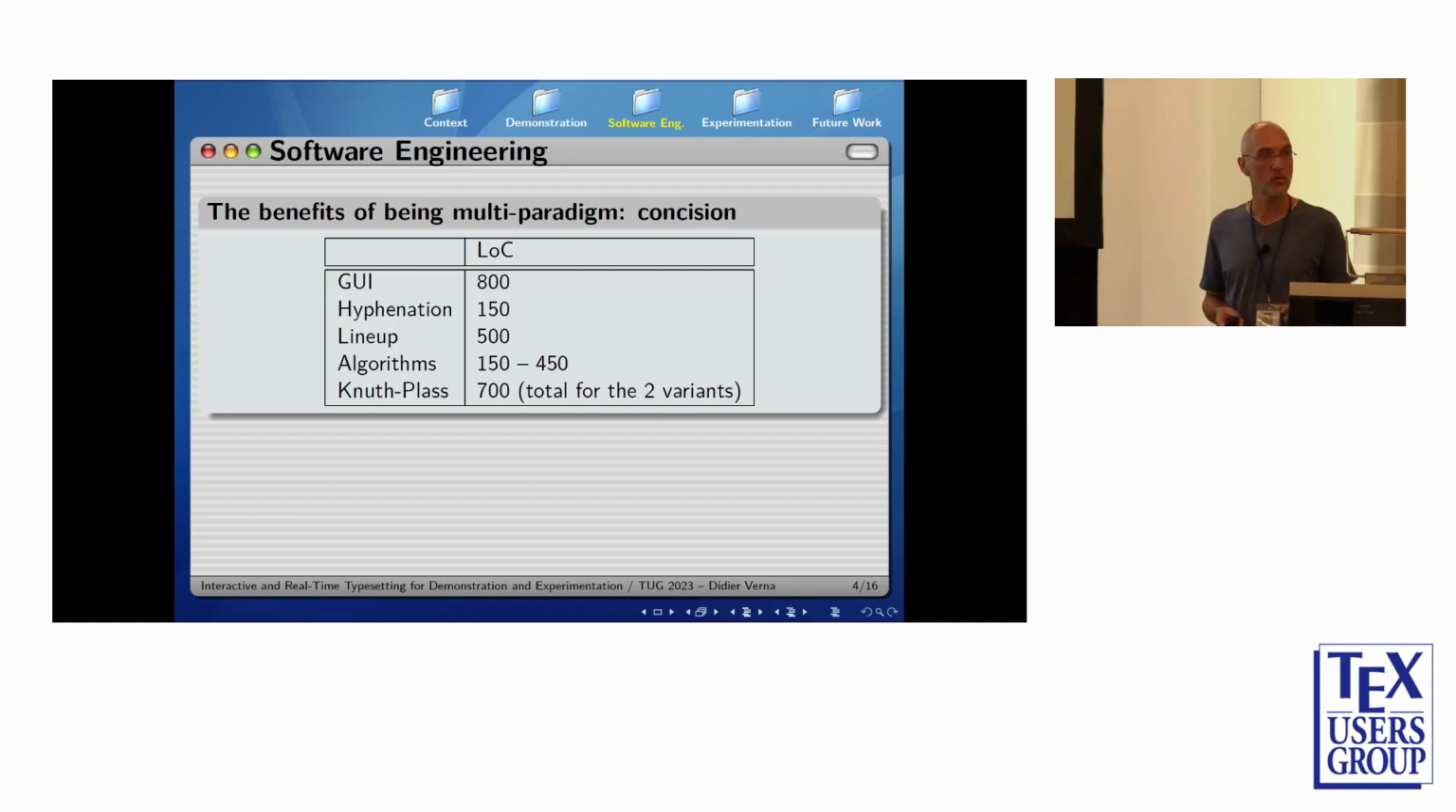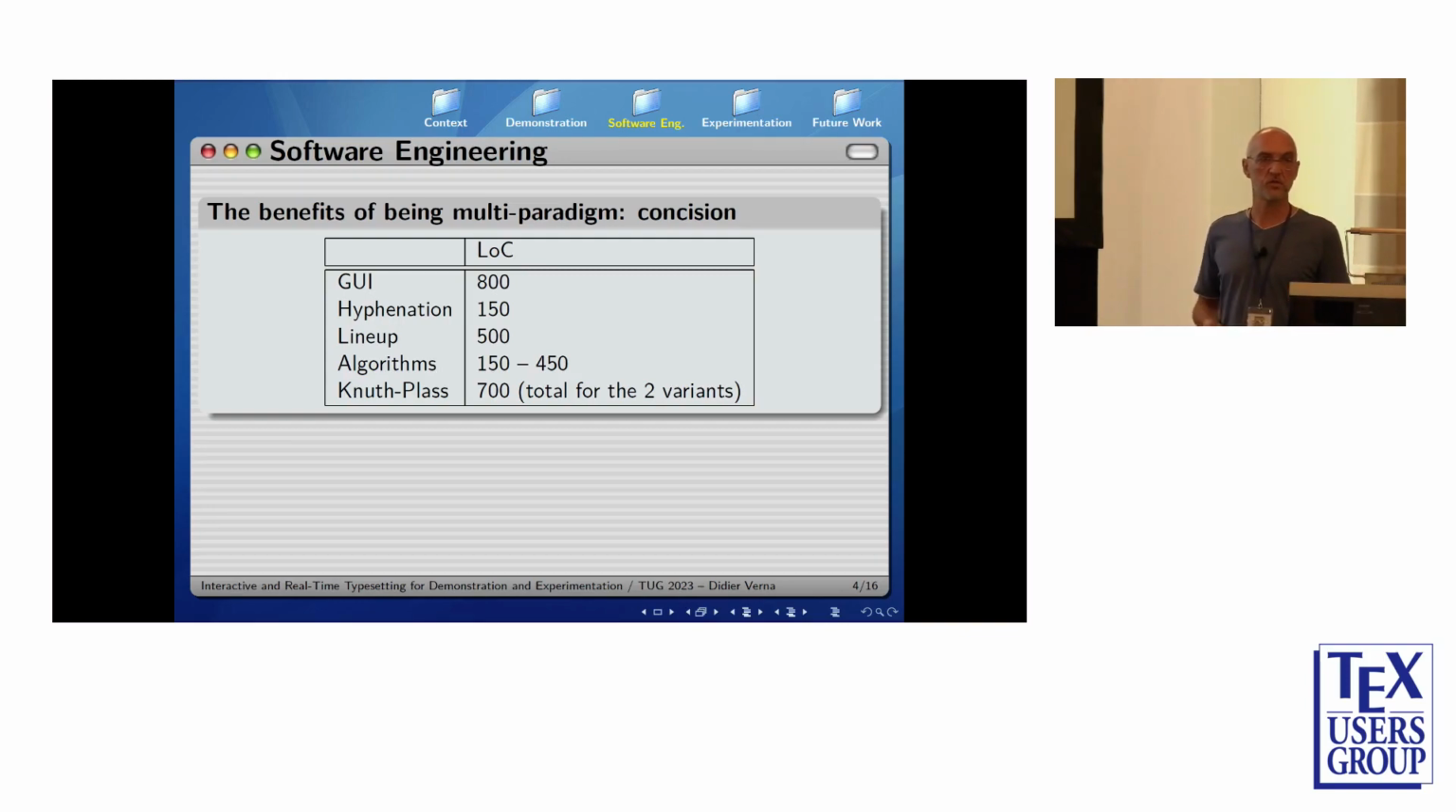One of the main consequences of using that kind of programming language and being multi-paradigm is the concision of the code. And as much as you're concise, it means that it's easier also to maintain, to develop, to debug. And so it's perfect for experimentation and rapid prototyping. So for instance, this gives you an overview of the size of the project.